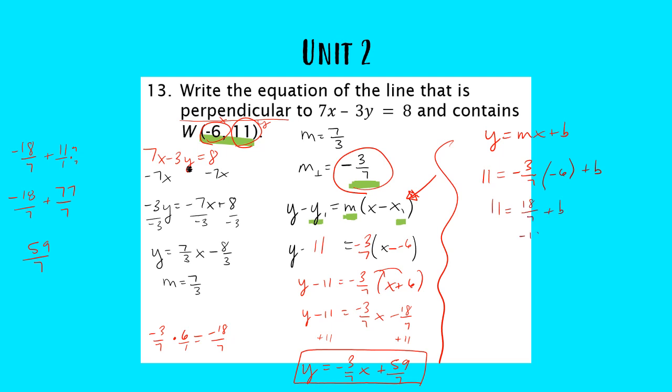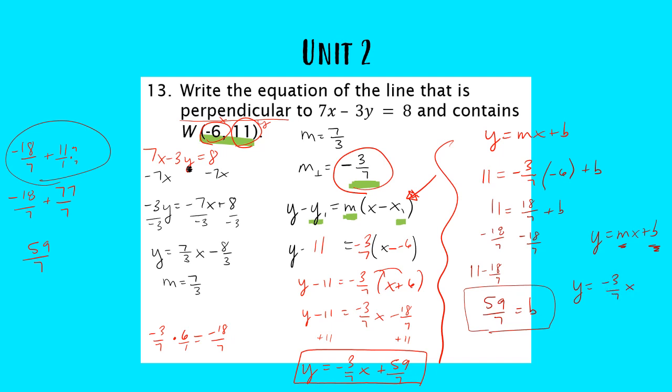To get b, I would have to subtract 18/7. And if you notice, I'm now at the point where I'm doing 11 minus 18/7. Well, that's the exact same thing I did over here. It's the same exact numbers. It's just written a little bit differently. So again, you're still going to end up getting b is 59/7. So this is one way to find b, and then what you do is you just go back in one more time. You plug in the slope and you plug in b. So you would get -3/7 as your slope, and your y-intercept is 59/7.